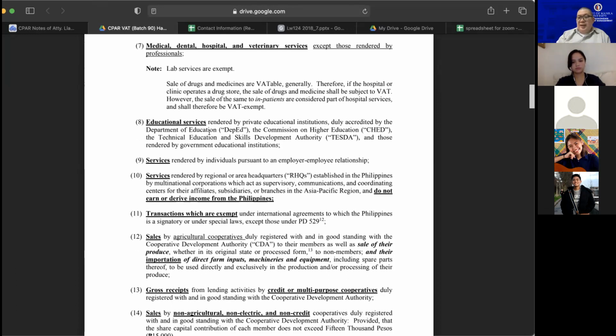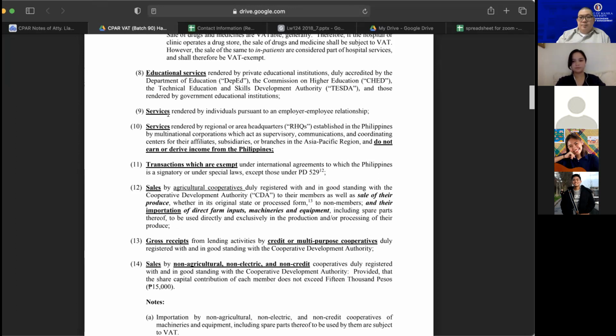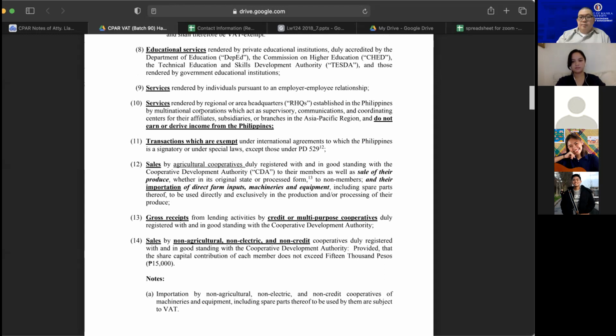Educational services like Ateneo, VAT exempt rin siya. Okay. Services rendered by an employee for an employer, exempt rin siya. Services rendered by a regional operating headquarter for its subsidiaries and affiliates.